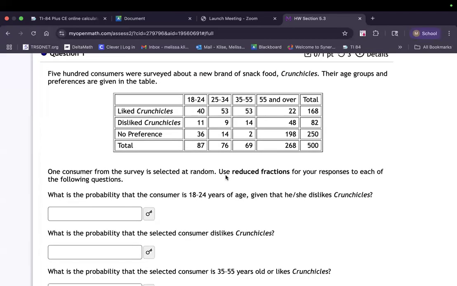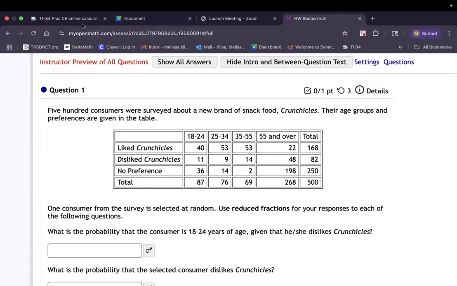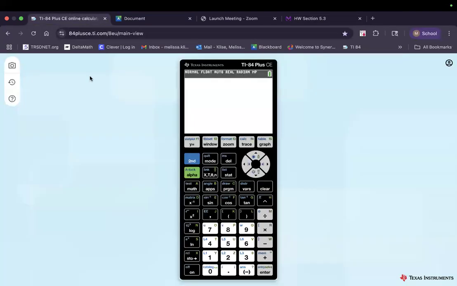I don't know if you guys know this, but if you're not good at simplifying fractions, your calculator can do it for you. Take a look here. I'm going to do 40 divided by 168. I want to simplify this fraction, so I'm going to hit the math button and see this first one here that says fraction. Hit enter and then enter, and it gives me a simplified fraction. It is just the coolest thing.